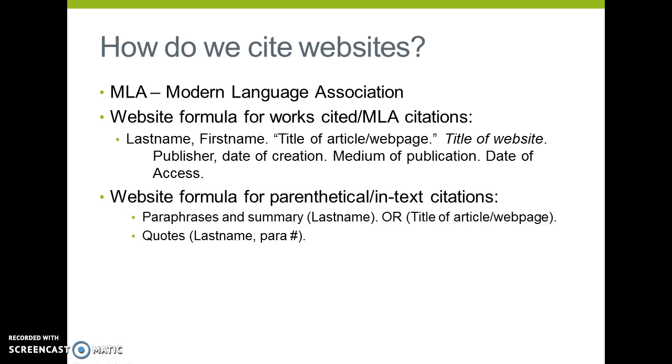The website formula for parenthetical and in-text citations is also very similar to that of a book. For paraphrases and summary, you use either the last name of the author or the title of the article web page. The reason we do this a little bit differently for websites is because websites sometimes do not have authors. So therefore, if they don't have an author, you simply use the title of the article or web page in your parentheses after your paraphrase or summary.